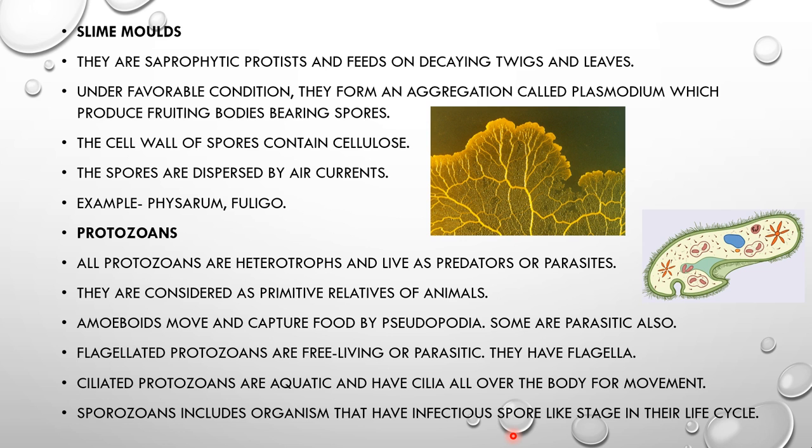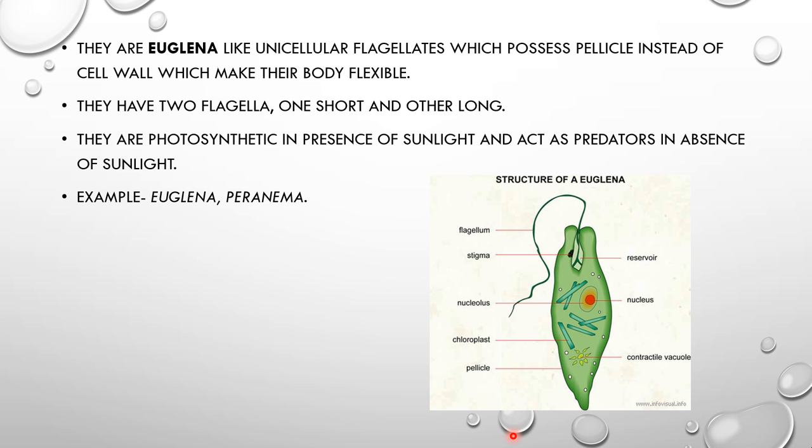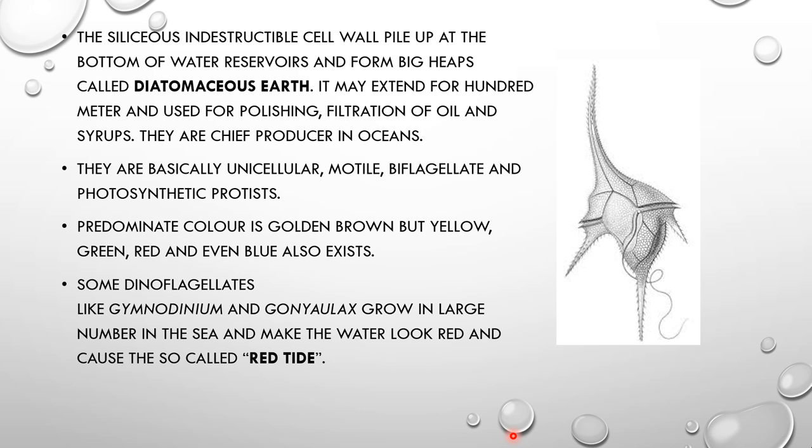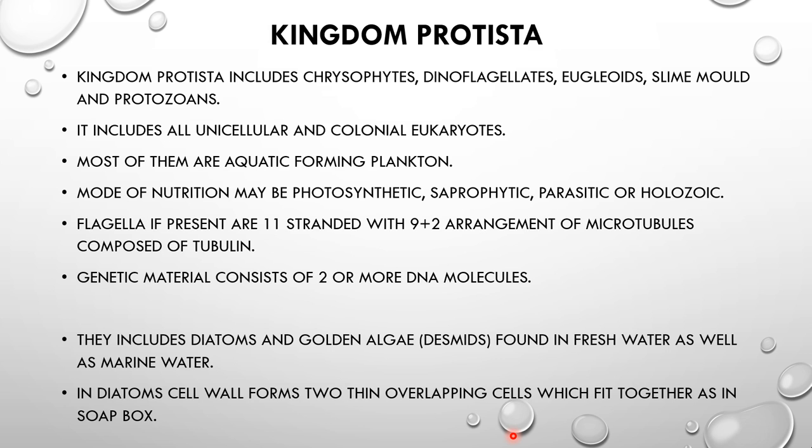Okay students, so this is about the protozoans, slimy molds, euglenoids. After the euglenoids, you studied the dinoflagellates and the chrysophytes. These are some groups, or some examples of organisms, of the kingdom Protista. I hope you understood it very clearly.